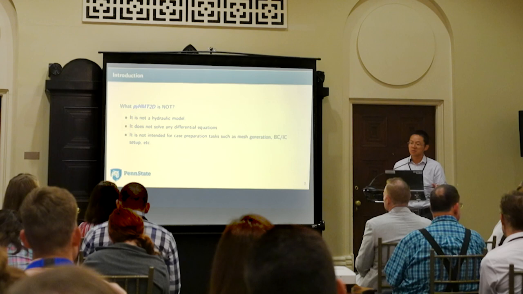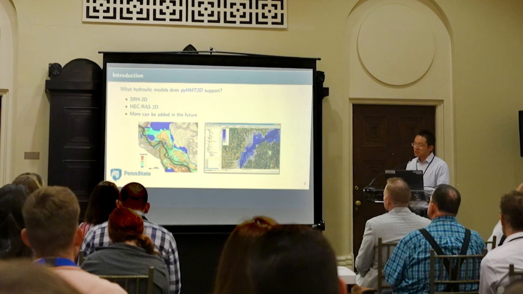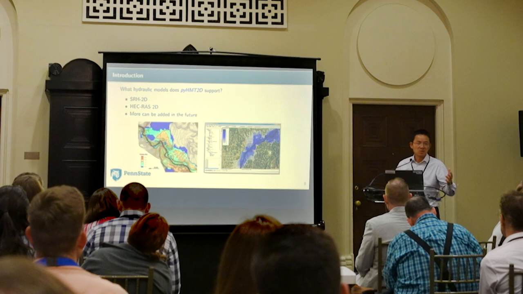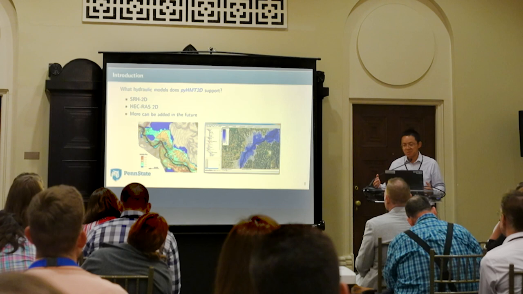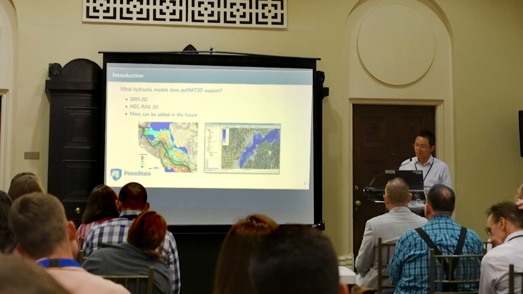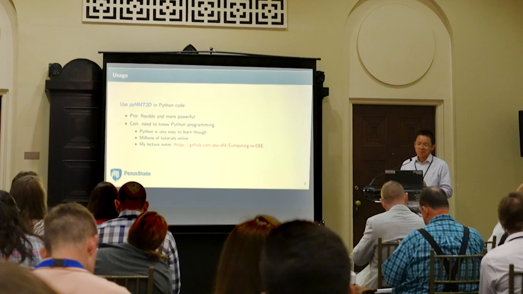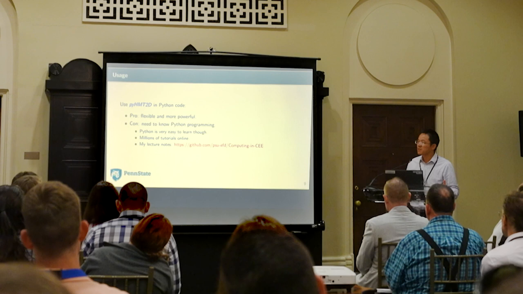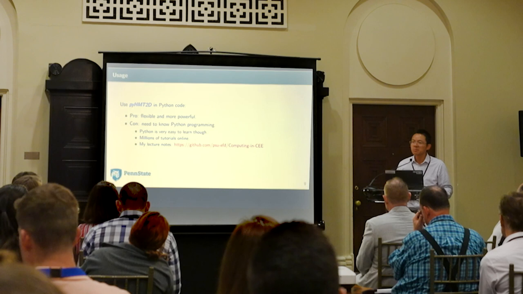So what hydraulics models does PyHMT support? Well, right now it supports the two most popular 2D models, at least in this country: SRH-2D and HEC-RAS 2D. So basically, you can use this Python package to control the runs of these two models, and more can be added in the future, of course. So I'm going to show you some examples of how to use that. But before that, I'm going to first go over the pros and cons of using Python scripting to do these kinds of things. The pro, of course, is that it's very flexible and very powerful, compared to just clicking around on the screen.